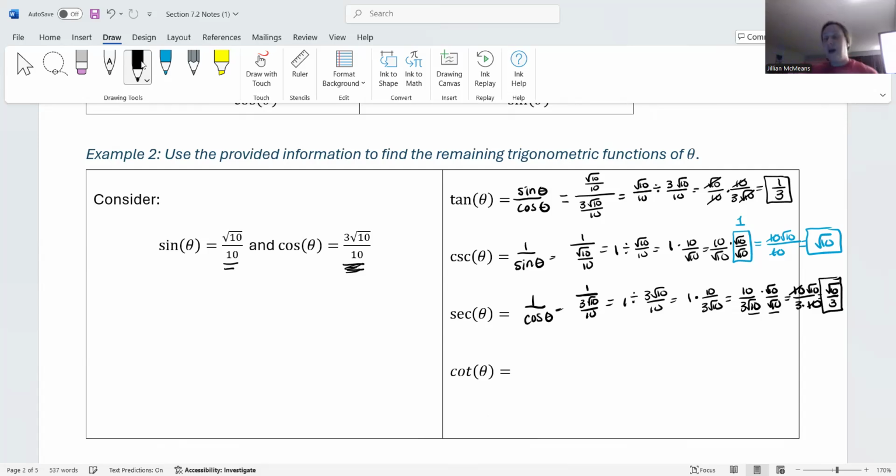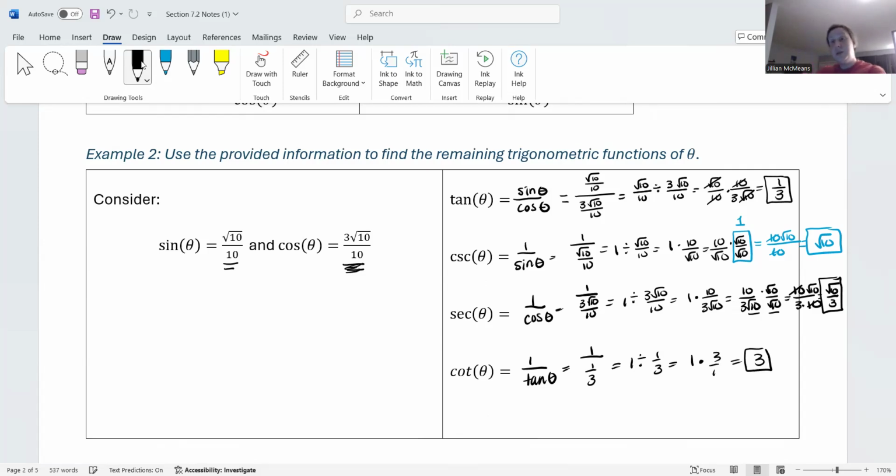Okay. And then finally, we know that cotangent, you can do this two ways. It's cosine divided by sine, or it's the reciprocal of tangent. So either one of those is fine. In this case, reciprocal of tangent is going to be so much easier. So we know that this is 1 over tan theta, which is 1 over 1/3. So it's 1 divided by 1/3, which is really 1 times 3 over 1, or 3.